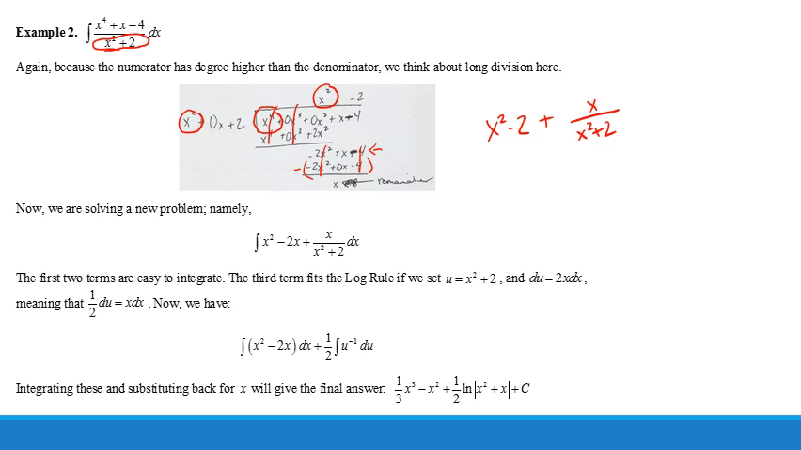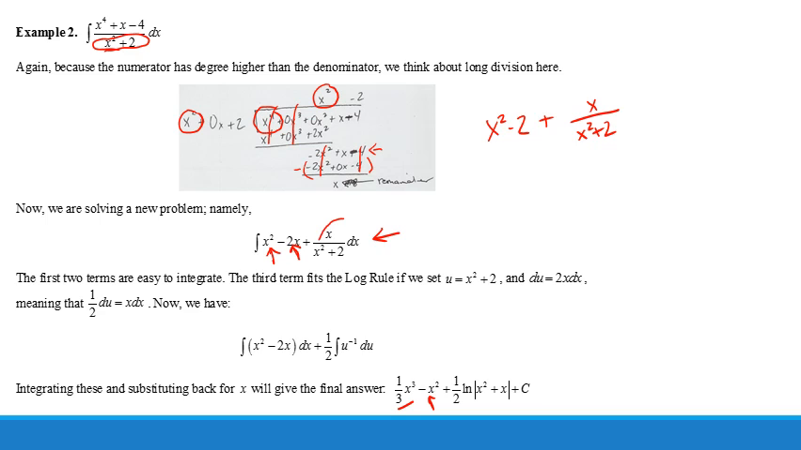Okay, so now we're here. We have this new problem that's right here. And so basically we now just take the antiderivative. Well, this term right here, the x squared, is easy to integrate. It's just a power rule problem, so we're going to bump up and divide. So that's how I get the 1/3 x cubed in the answer. This term is also very easy, the minus 2. The antiderivative of that is just negative 2x.